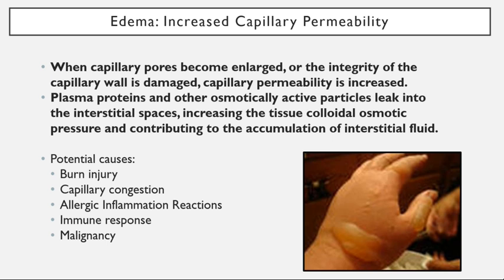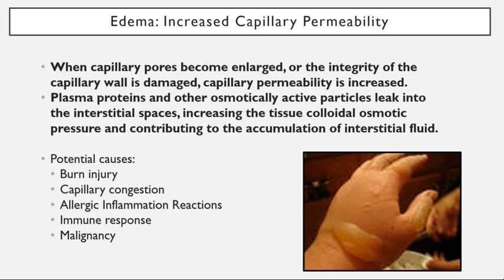This is when the capillary pores become enlarged, or the integrity of the capillary wall is damaged, and just everything leaks out. Does that make sense? There's almost no resistance, and it's so bad that even the proteins trapped in the plasma, which drive the colloid osmotic pressure, leak out. That means you don't have any colloid osmotic pressure forcing fluid back in, right?